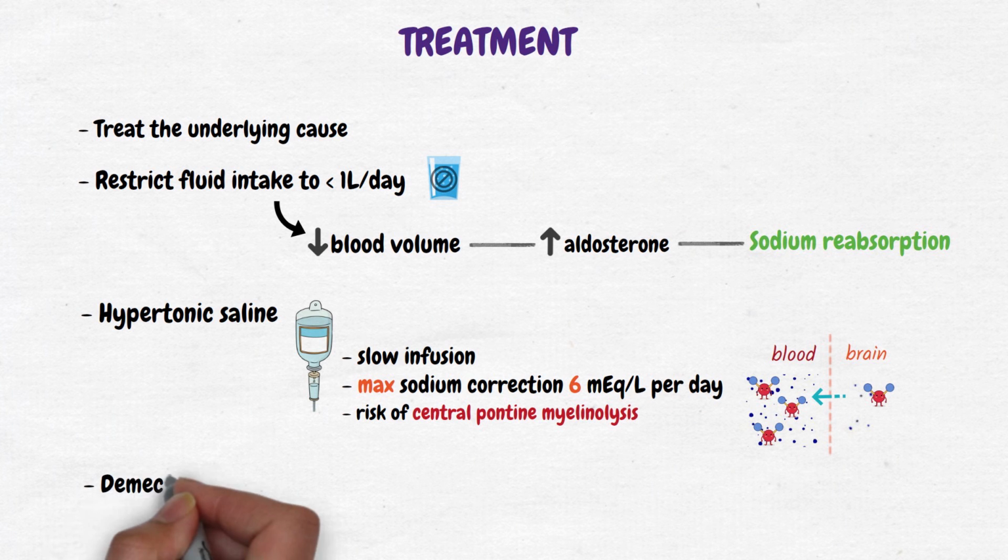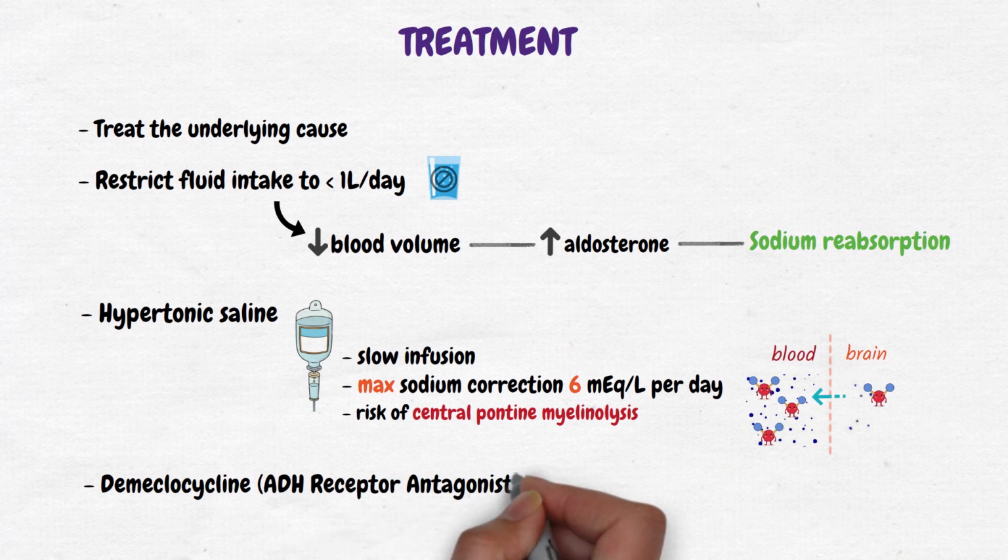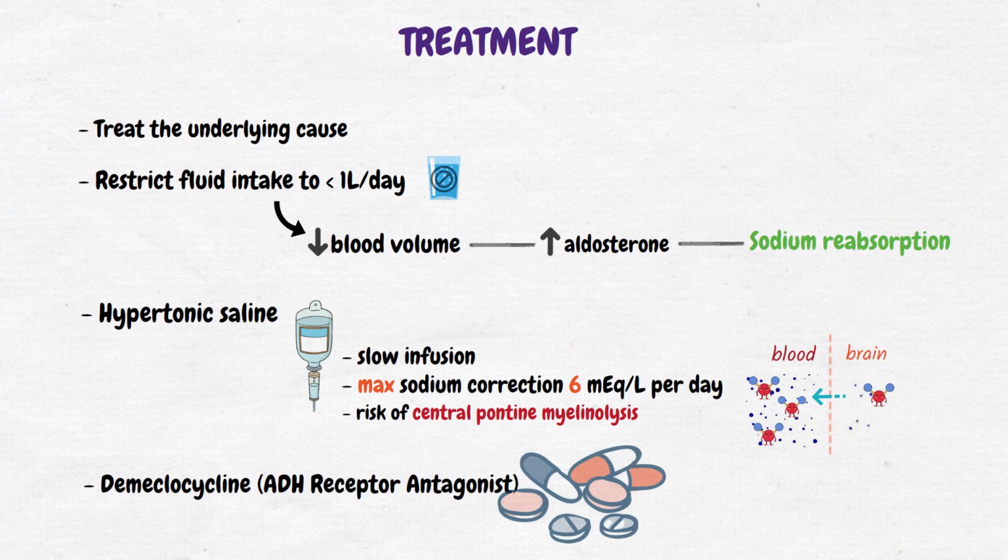Finally, demeclocycline is an ADH receptor antagonist that may be used for treatment in its oral form. That should cover all you need to know about SIADH.